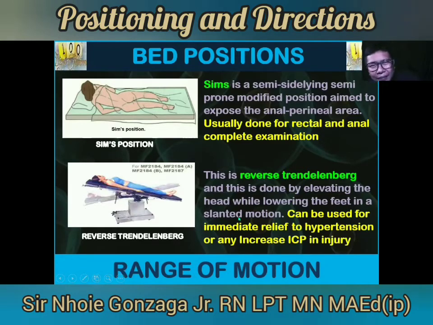Meaning, the purpose now is to let blood circulation or blood pressure presence from this area go down, so that this area will be free of pressure, so that the brain can move and hypertension will be controlled. So this is reverse Trendelenburg position.